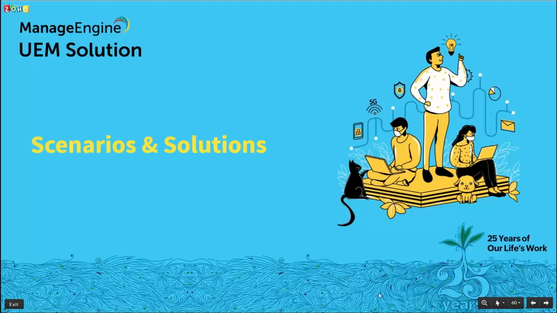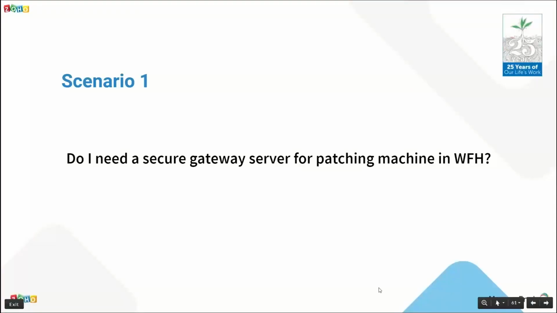Let's get to the scenarios and solutions that we have experienced with previous webinars. So do I need a secure gateway server for patching machines in work from home? Yes. The machines that are in work from home are going to communicate over the internet. So deploying or configuring a secure gateway server ensures the connectivity from those roaming agents to your central server in a more secure form.